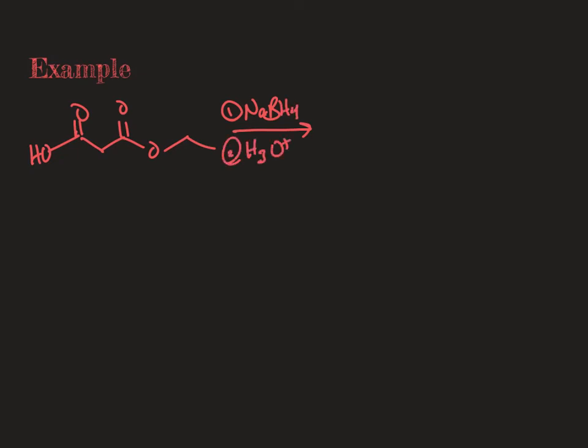So let's look at a few examples here. Notice in this example, we actually have two functional groups. We have a carboxylic acid as well as an ester. When you've got multiple functional groups, you need to look at both of them and think about them separately. If we think about the carboxylic acid with sodium borohydride, we just said that sodium borohydride is not strong enough to work with the carboxylic acid. So there's going to be no reaction or no change on that part of the molecule.